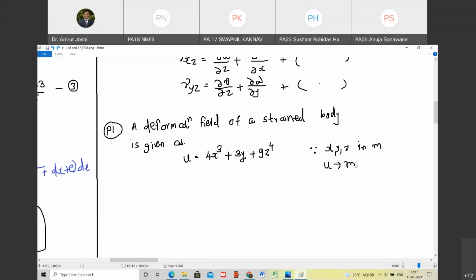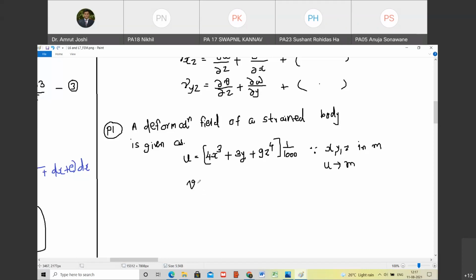Or let us not do that right away. Let us say u is also in meter. Happy? Yes, sir. And then I will just have all these numbers multiplied by 1 by 1000. Happy? So this is the strain field given.